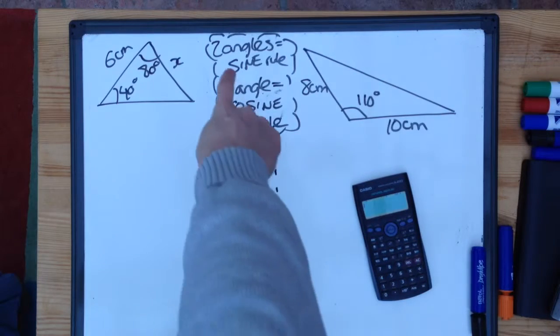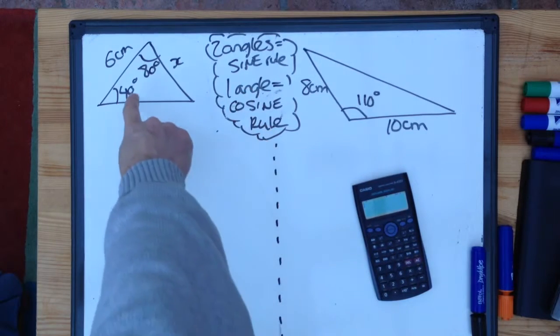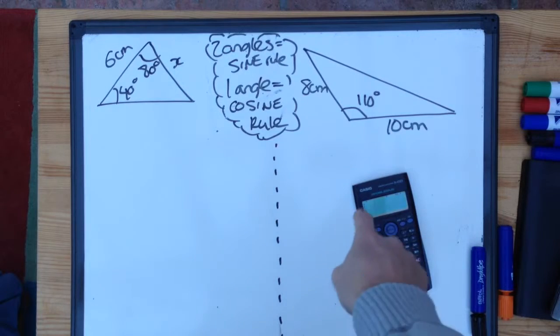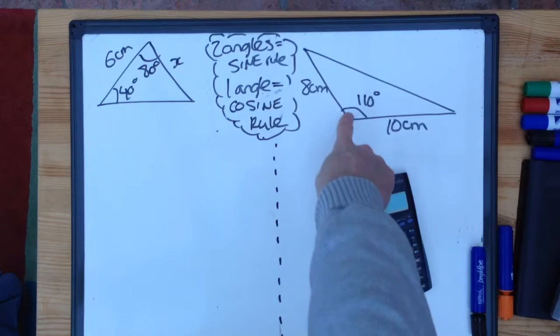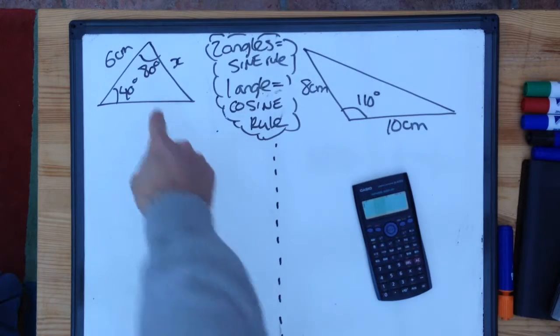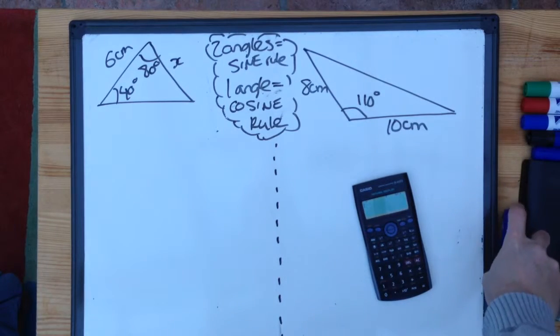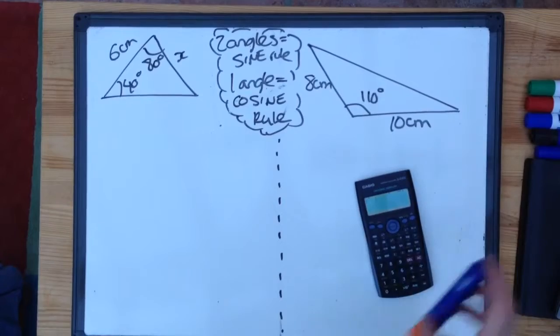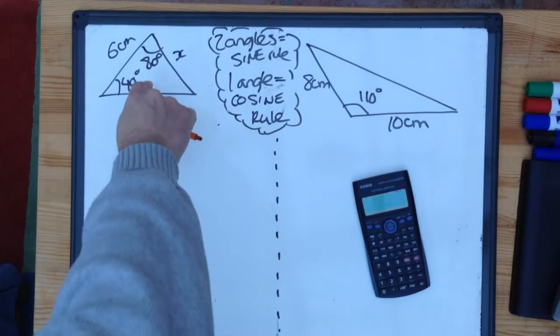looking at the triangle, if you've got two angles, it'll be the sine rule. Two angles, sine rule. If it's got one angle, it'll be the cosine rule. One angle, cosine rule. So for the first one over here, we're going to use the sine rule. Before we start with the sine rule, why not find the missing angle? It might be useful, it might not, but let's do it anyway.